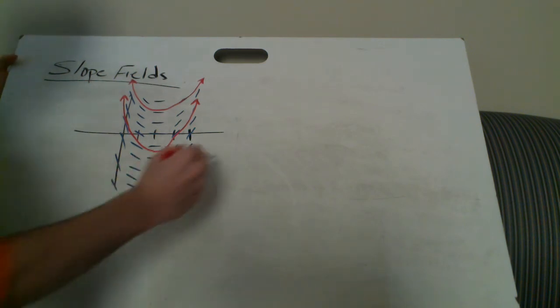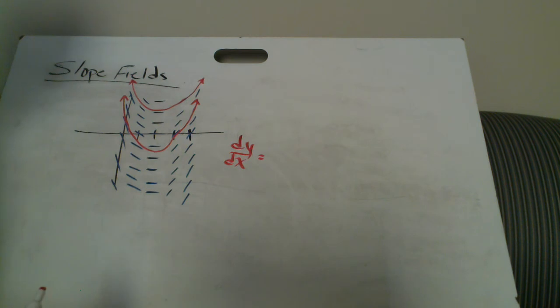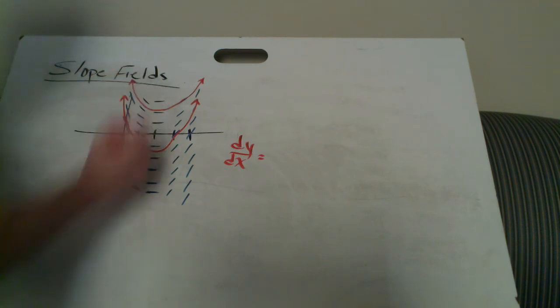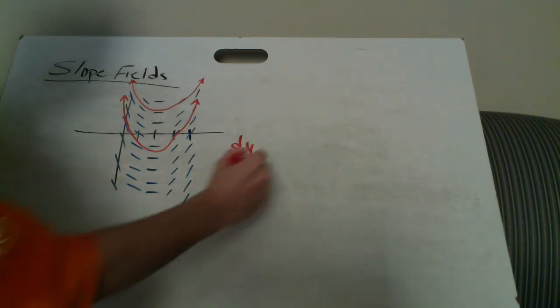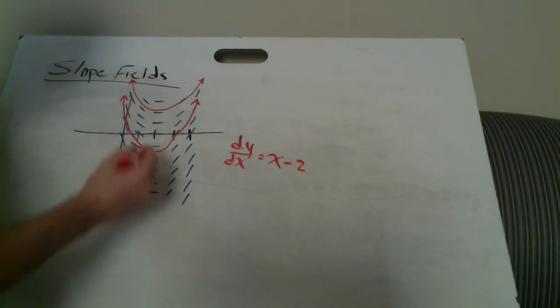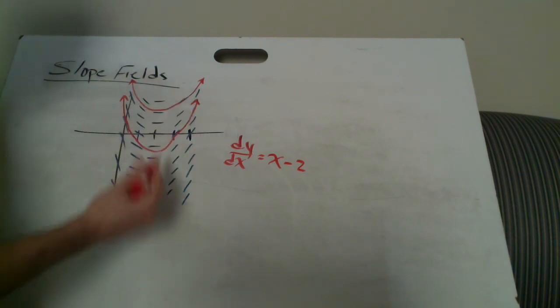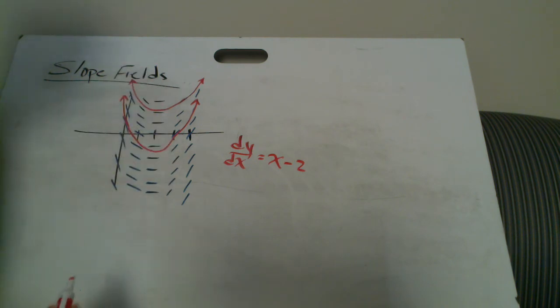So let's try to write our differential equation, or take our best guess at it. Well, we know it depends on x, and we know that it's 0 anytime x is equal to 2. So our guess might be something like x minus 2. Because when x is bigger than 2, it's positive. When x is less than 2, it's negative. And when x is 2, it's 0. So this would be our best guess.